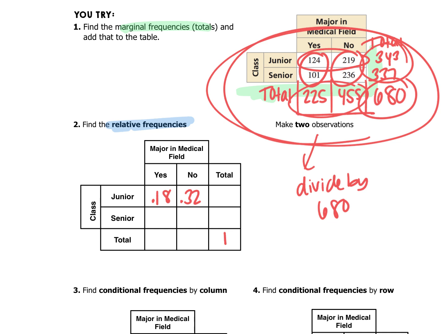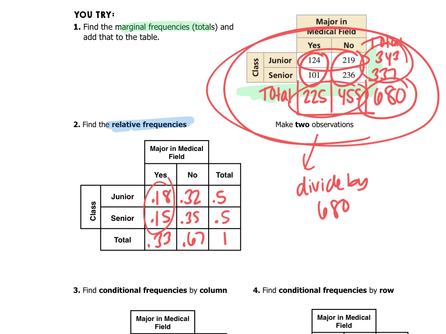343 divided by 680 is about 0.5. 101 divided by 680, 0.15. 236 divided by 680, 0.35. 337 divided by 680, 0.5. Either add this column or take 225 divided by 680, 0.33. 455 divided by 680, 0.67.